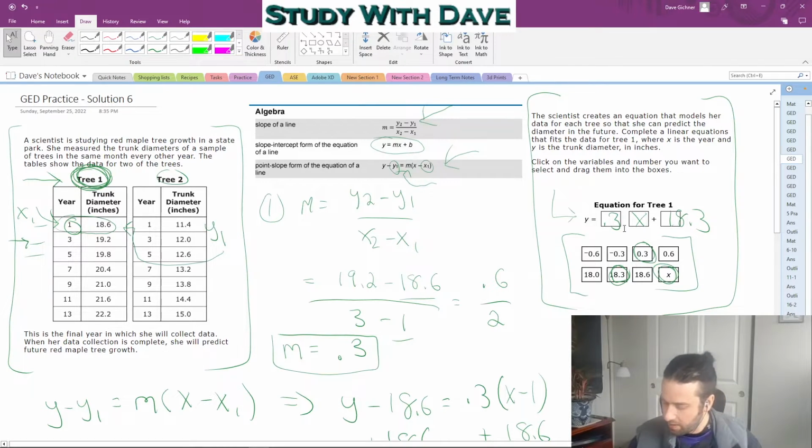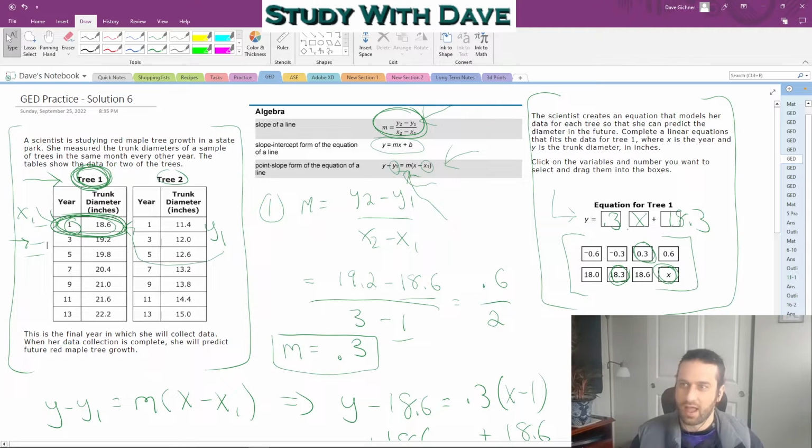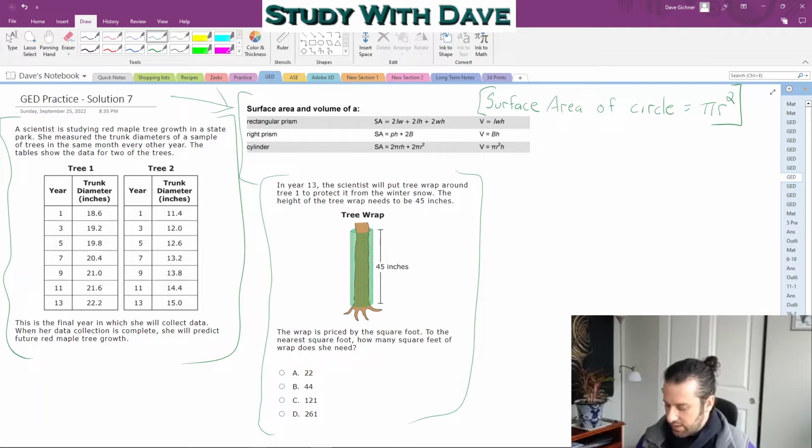Just remember, first we get m using the slope formula, and then we plug m into this equation here and extract x1 and y1 and solve. And I know that one was kind of long and sloppy, but I think that's one of the harder ones, so we got through it. Let's move on to number 7. Let's go ahead and get into it.